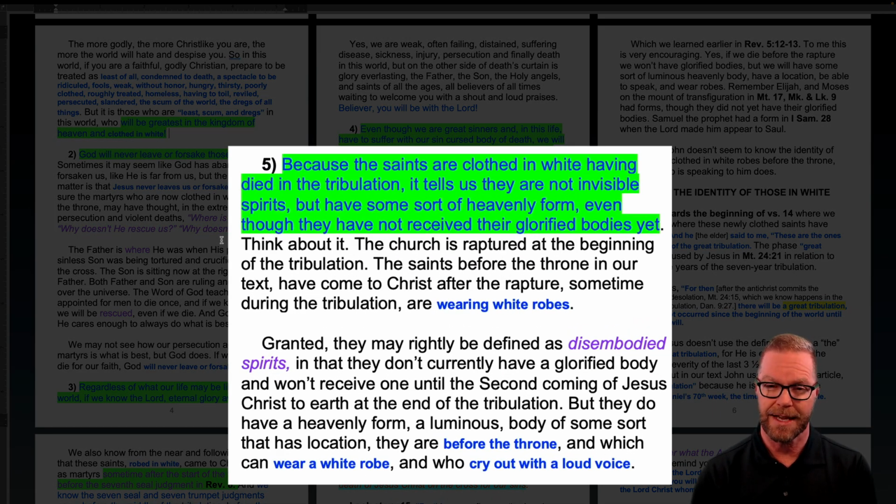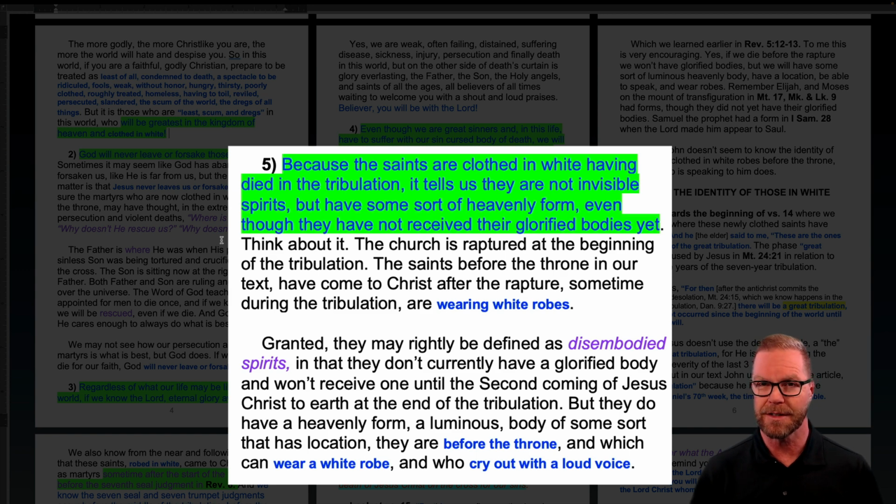Fifth, because the saints are clothed in white, having died in the tribulation, it tells us that they're not invisible spirits, but have some sort of heavenly form, even though they have not received their glorified bodies yet. A lot of people think that we're just some invisible mist in heaven. But how do we know that? Even though we don't have a glorified body yet, we're in heaven, it doesn't mean we're invisible.